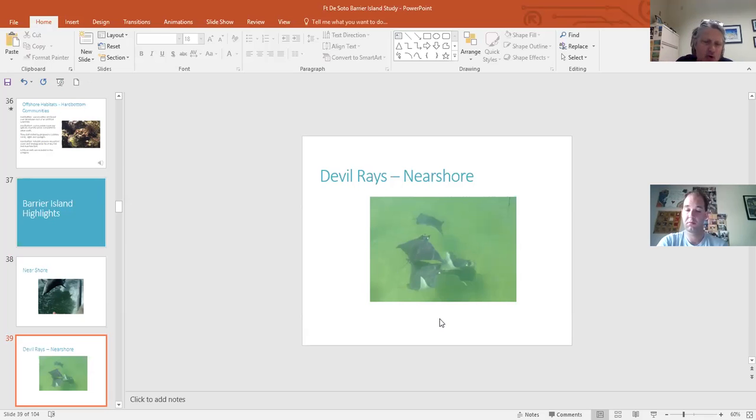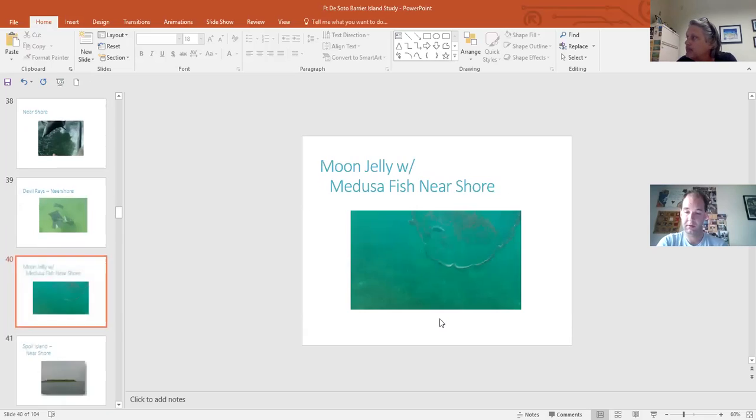A ray is in the same group of fish as sharks. They're called chondrichthyes, and they have a cartilaginous skeleton, no bones. The only hard part is their teeth. Rays have sieve-like teeth, they crunch. They're not jagged and sharp like a shark's. Here is a moon jellyfish, and jellyfish often have fish that live in association with them, called medusa fish. The moon jelly can get to be, I've seen them 18 inches in diameter, maybe a bit more, and they're common in our Gulf waters.